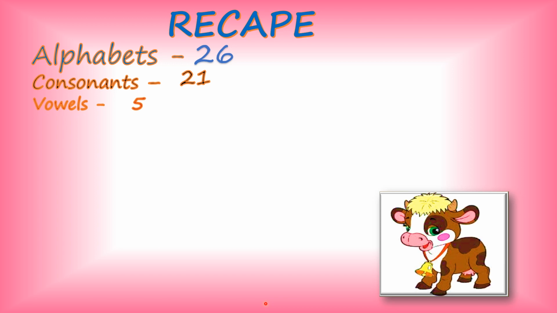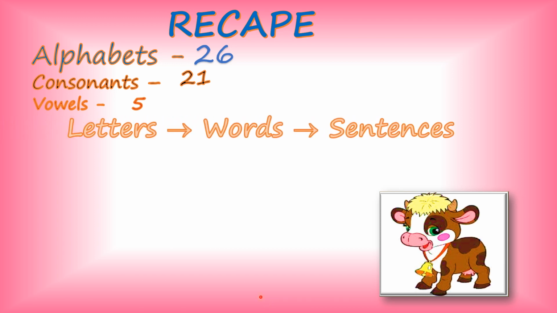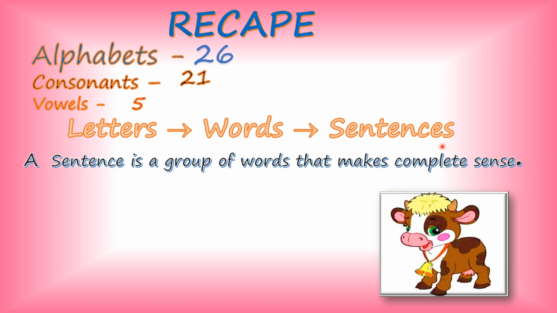How? When we arrange letters in a group in a proper order that gives meaning, it forms a word. And when we arrange words in a group in a proper order that makes sense, that gives meaning or conveys some message, it forms a sentence. Is it clear, children? I'm repeating again. Letters in a group form a word. Words in a group form a sentence. So now tell me, what is a sentence?